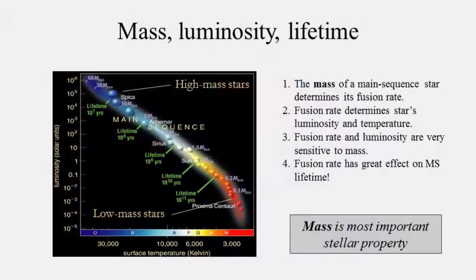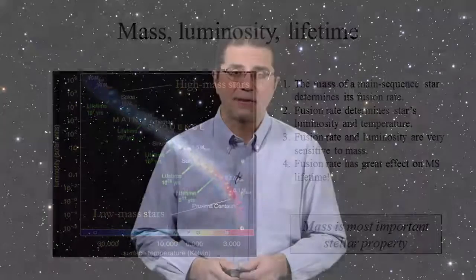Again, the mass determines the fusion rate. The fusion rate determines the luminosity. That's essentially equivalent to temperature. And these are very sensitive to mass. In other words, a small change in mass means a great increase or decrease in luminosity and fusion rate. And that, of course, has a great effect on the lifetime.